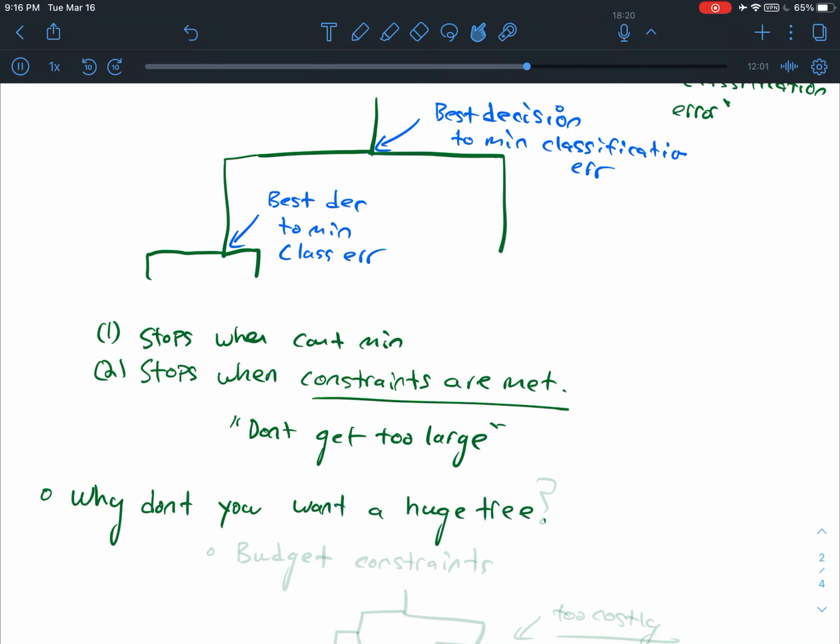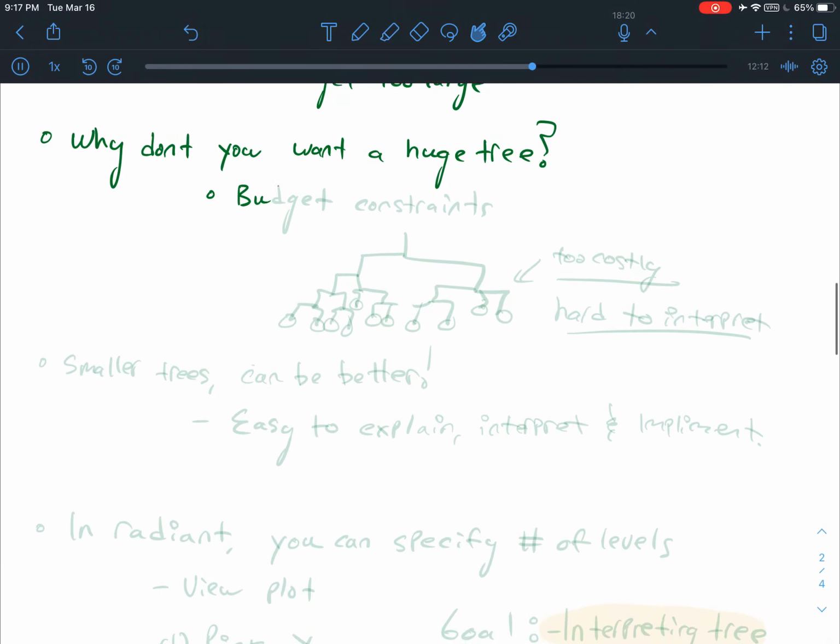I'm sure everyone's going to do this. They're going to try and make the biggest tree they possibly can, and they're going to have fantastic classification error. But the issue is you don't want a huge tree. Why? I'm going to say the biggest reason for us is because of budget constraints.